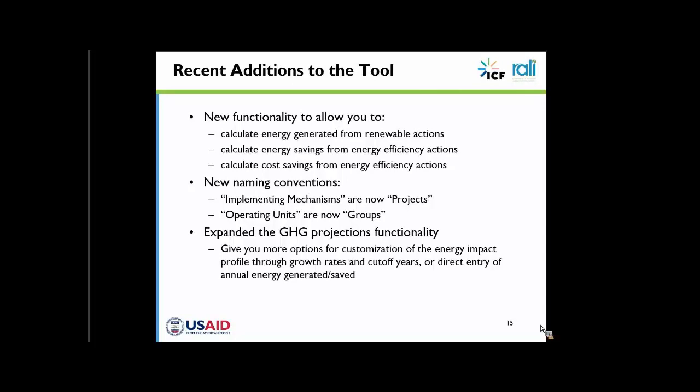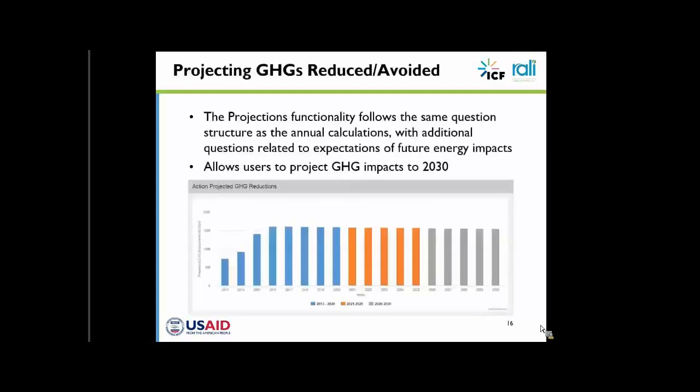And then last, we've expanded on the greenhouse gas projections functionality to give you some more options for customizing your projections. Again, users can generate projections of GHG impacts to the year 2030. If you don't know too much about your expectations, you can create a default projection. But if you do have some better data on what the expected adoption or deployment is, you can create a customized projection. If you have assumptions about growth rates, such as could be expected from a policy.